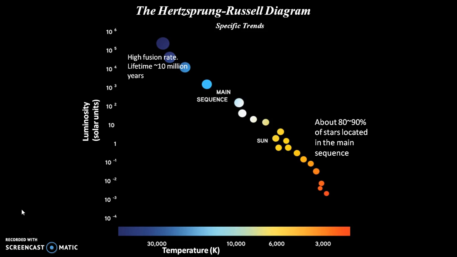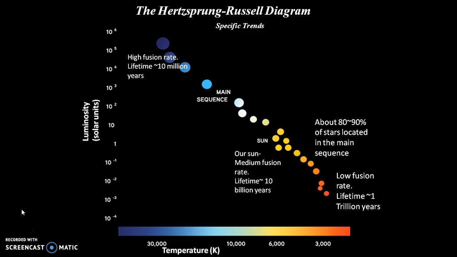On the other side of the diagram, stars that are very small have a lower fusion rate. This means that they can last about 1 trillion years. That is longer than the age of our universe. The stars in the middle, like our Sun, have a medium fusion rate, which is about 10 billion years.